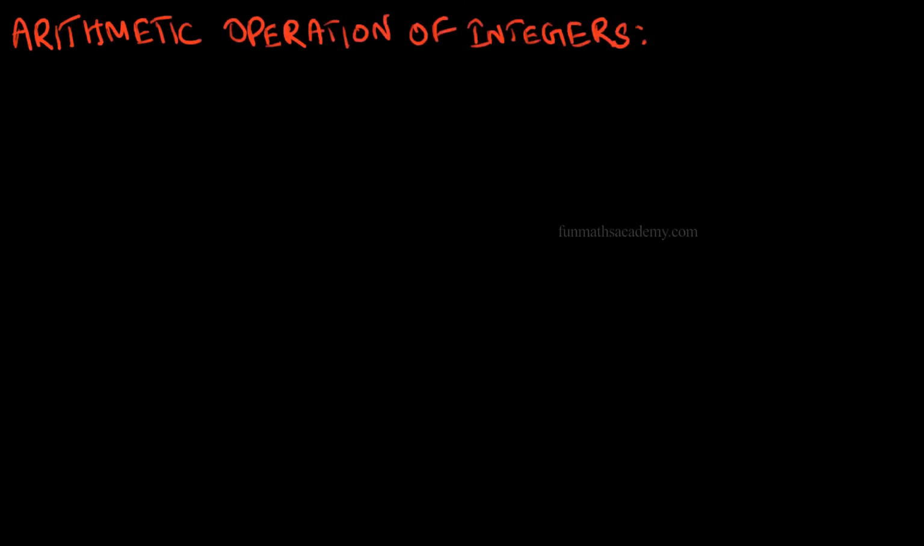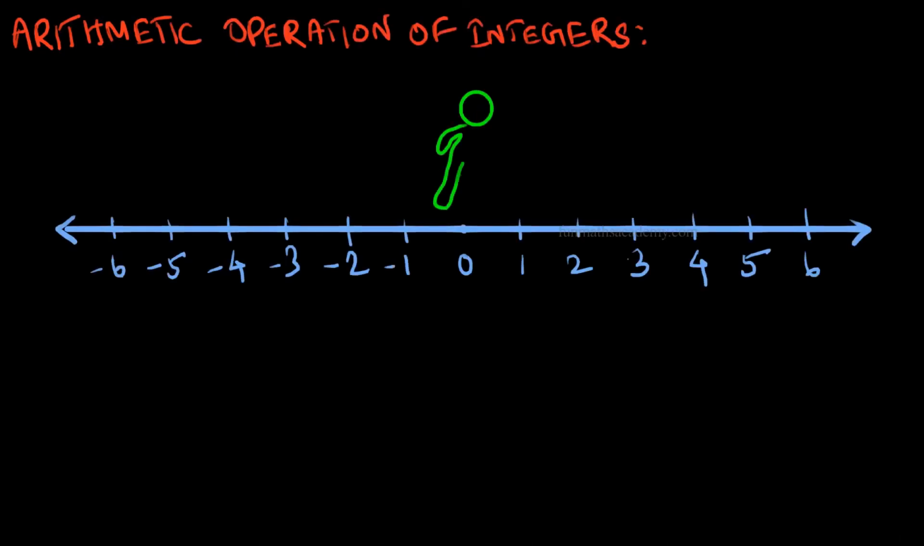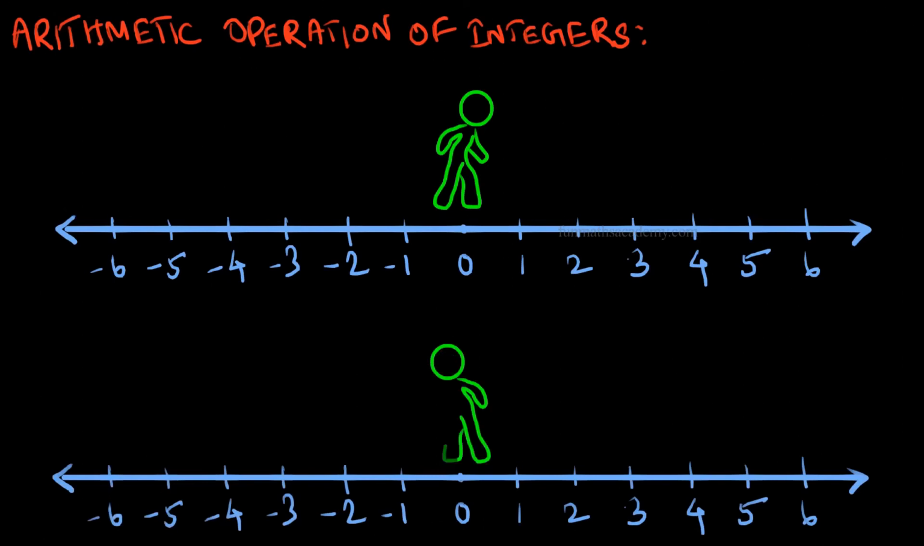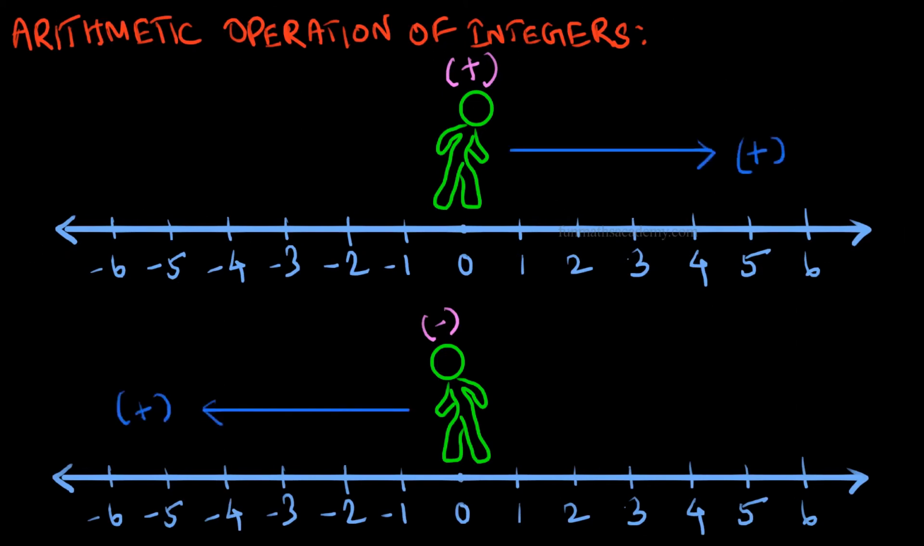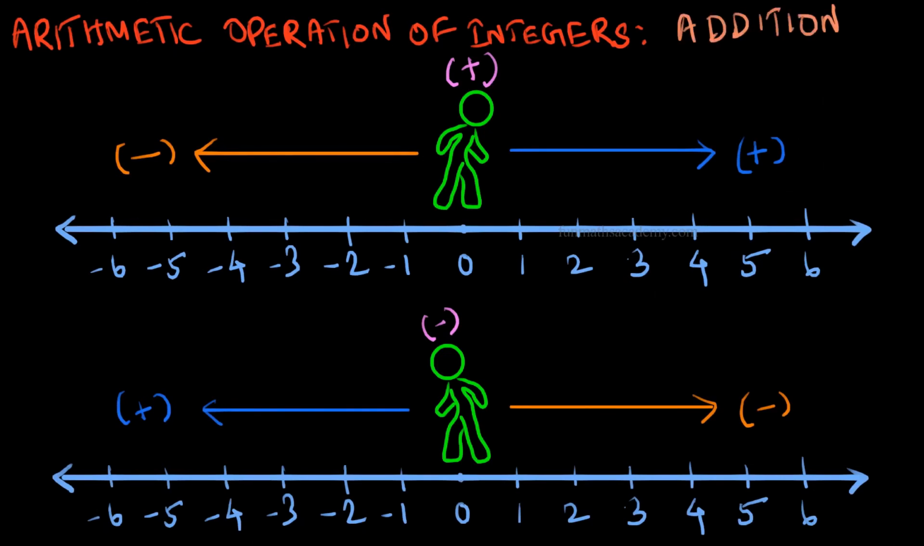That's all. Next is arithmetic operations on integers. For this, consider a number line and a person walking on it. If the person faces the right, let us denote it by plus, and if the person faces left, then let us denote it by minus. So in either case, if the person walks towards the side he is facing, let it be the positive direction, and if he walks in the opposite direction, let it be the negative direction. Keeping this in mind, let us see how to add integers.